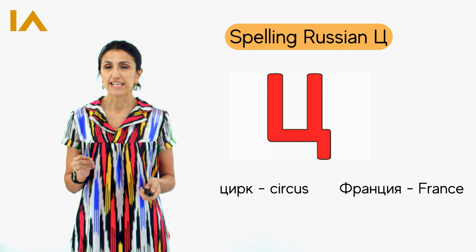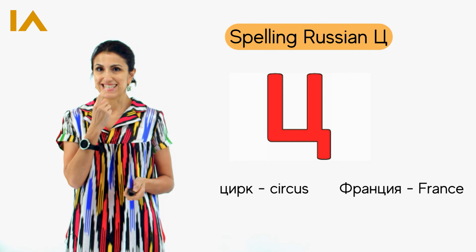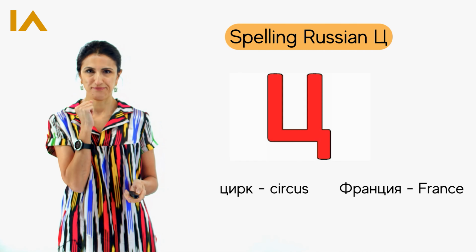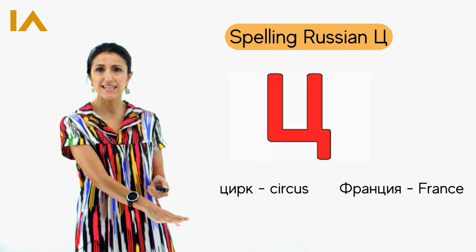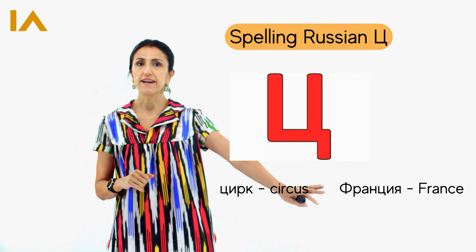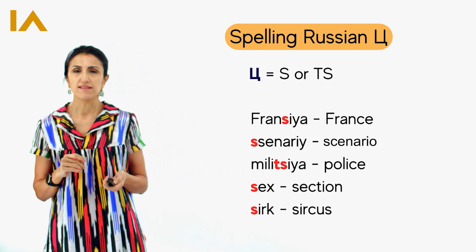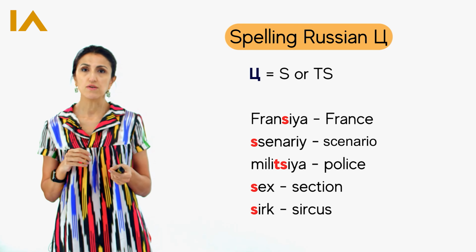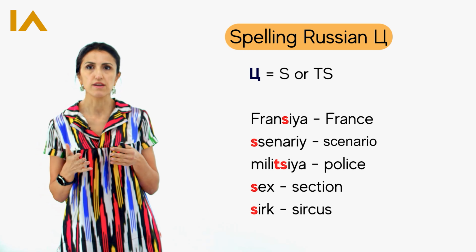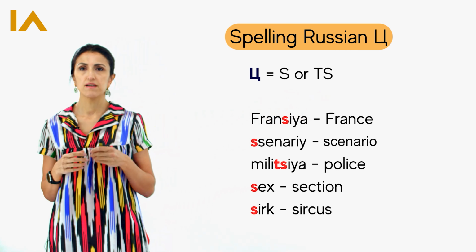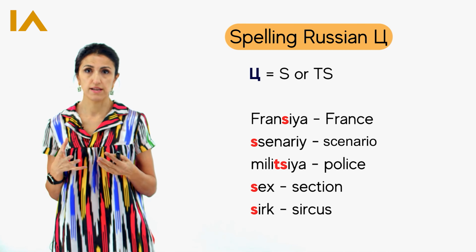The next tricky letter is Russian ts. Ts is in between my teeth. Ts. So such words like cirque, circus, or Francia, yeah, we still have ts sound. And we don't have an official ts sound. We use s or ts to express those words that have the sound.